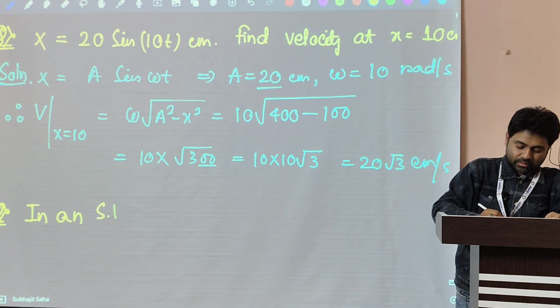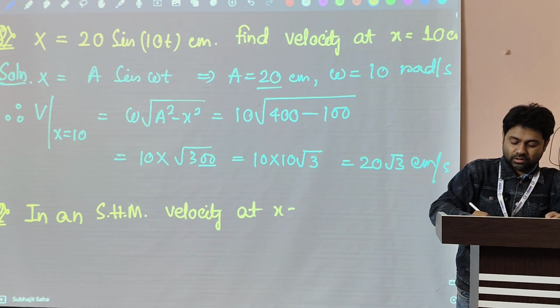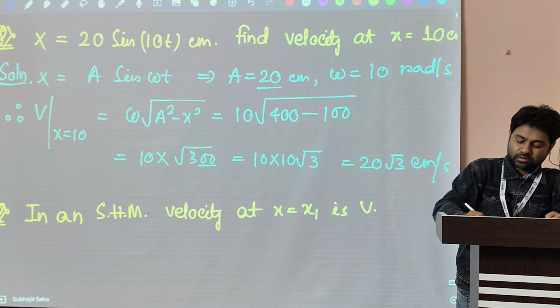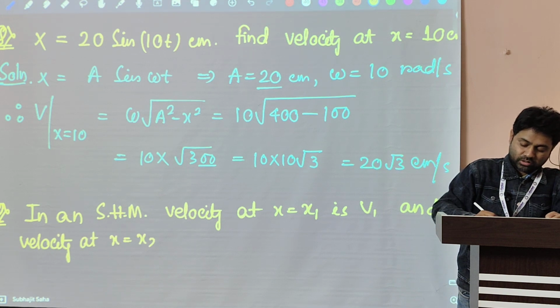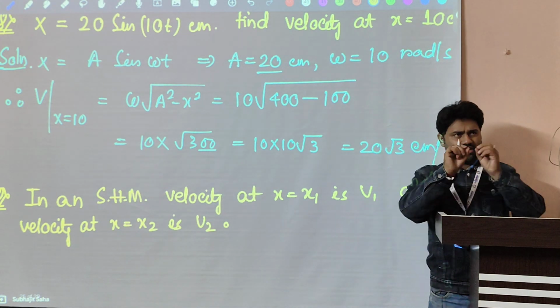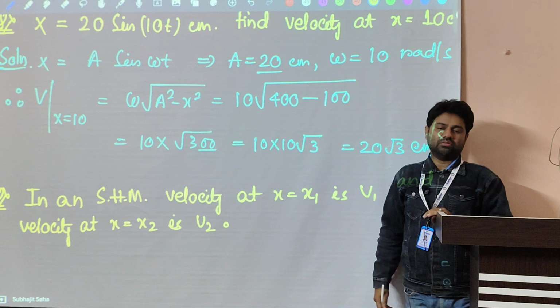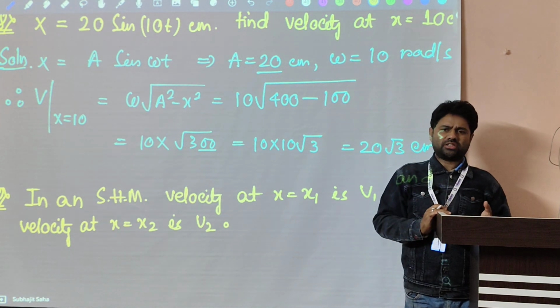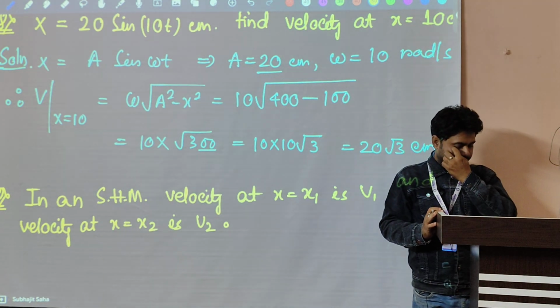In an SHM, velocity of a particle at x equal to x1 is v1, and velocity at x equals x2 position is v2. It's given. At the position x equal to x1, the velocity is v1, and at the position x equal to x2, velocity is v2. Velocity and displacement both are varying, sinusoidal or cosine function might be. The functions are not given, we don't have to know that also.